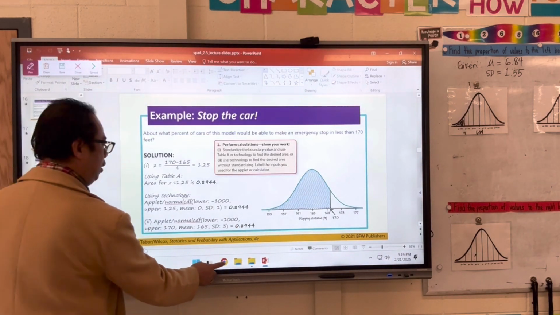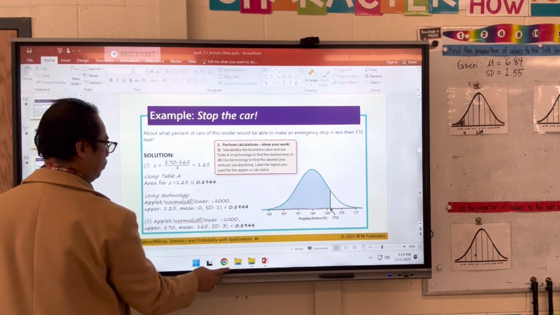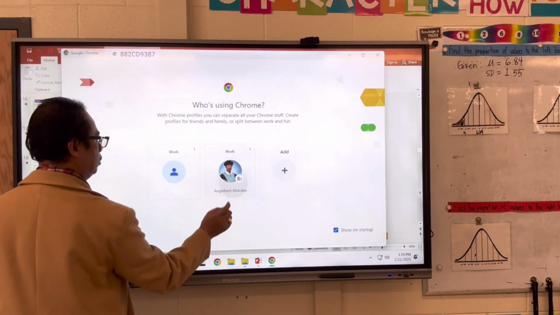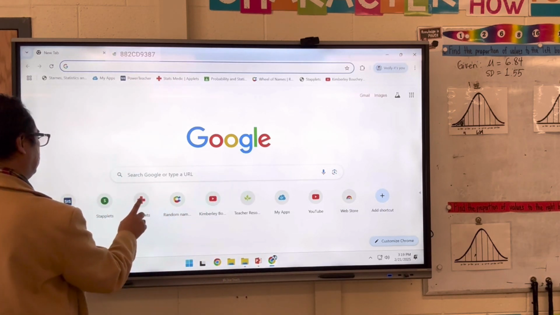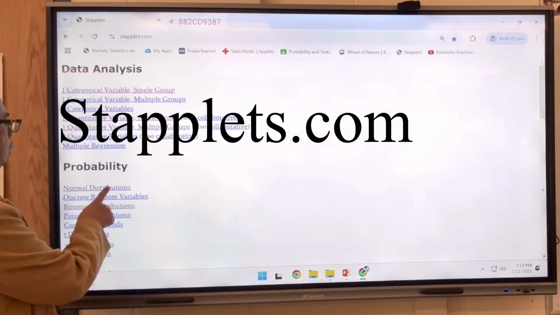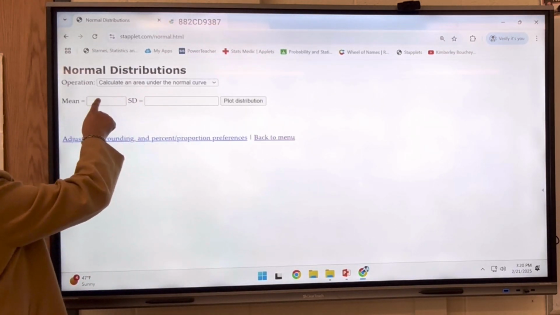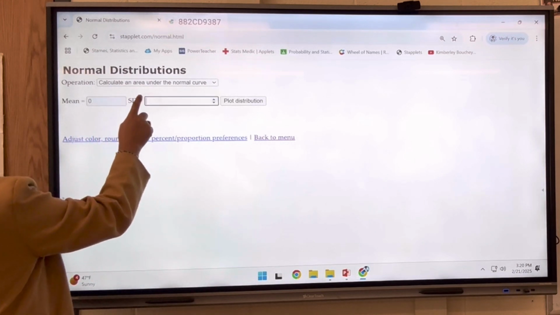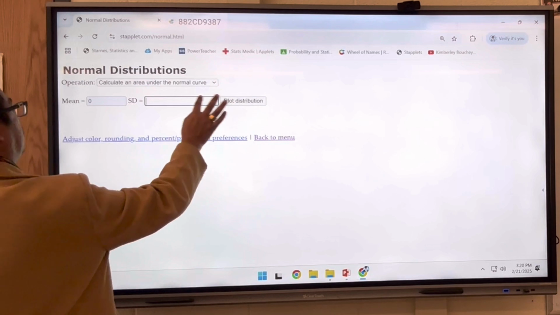Okay, so from the given applets, we're going to do that in the applets. Alright, so we got this one. Where are the applets? Stoplets. So we use this. Okay, so click the normal distribution. Alright, so normal curve, the mean should be 0 and the standard deviation should be 1. And then we plot it.